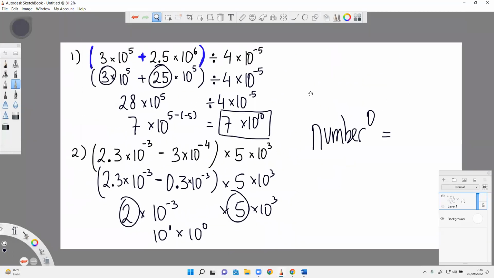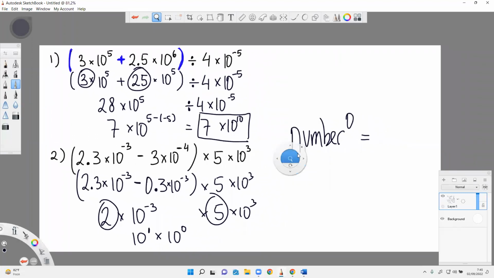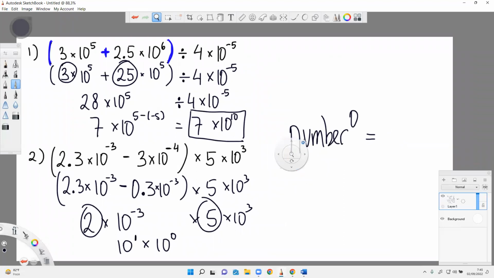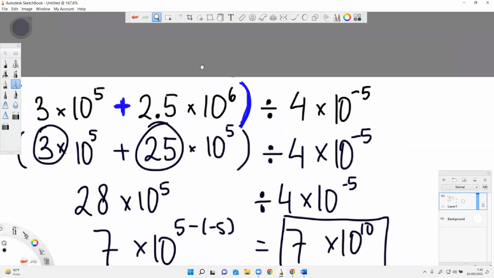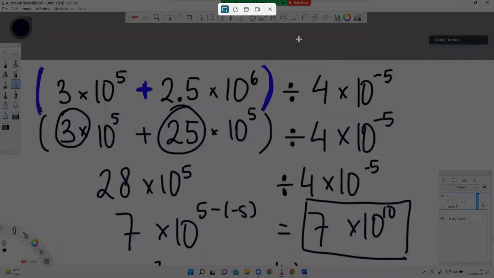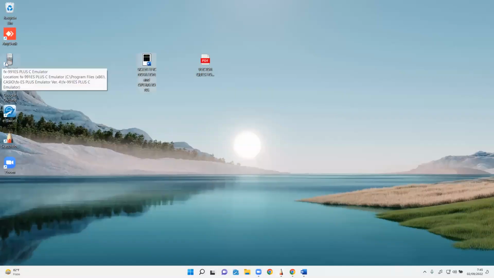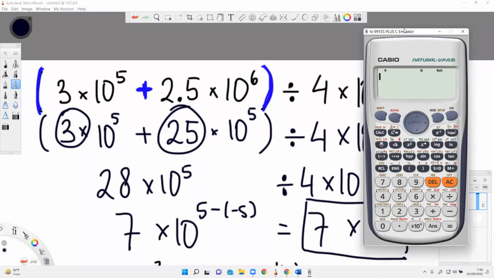Times 10 power 10. I think you did something wrong. The negative, did you include the negative? Yes, sir. Oh, yes. So any number to the power of 0 is always 1. So 10 times 1 is 10 itself. Are you sure? Yes. Are you sure you wrote the number properly? Yes. Let's see. Okay, let's see what Jones wrote. Is he right or did he miss the calculation?